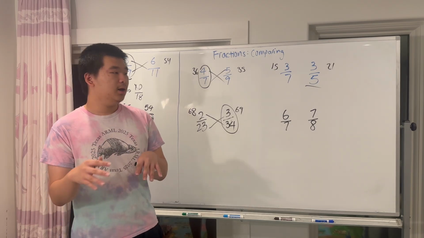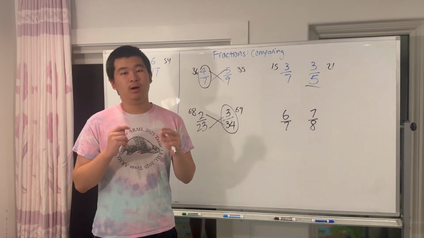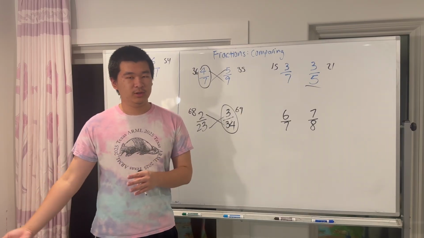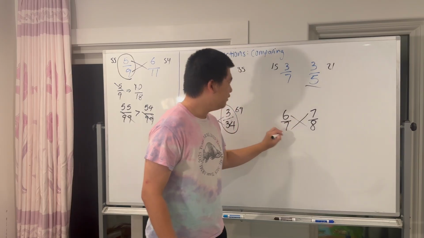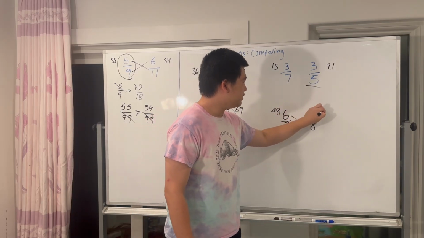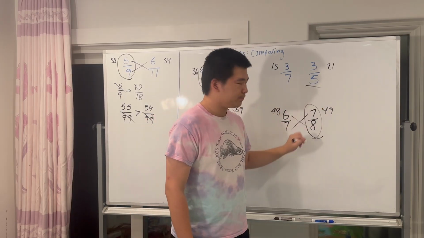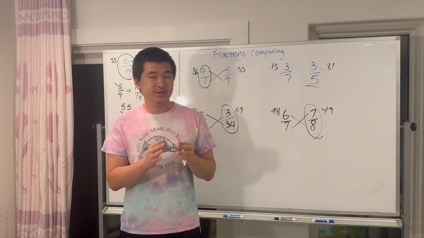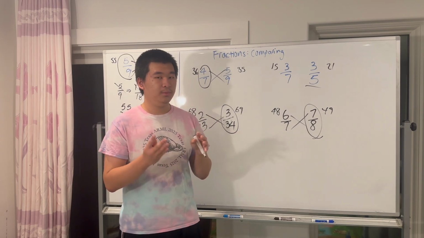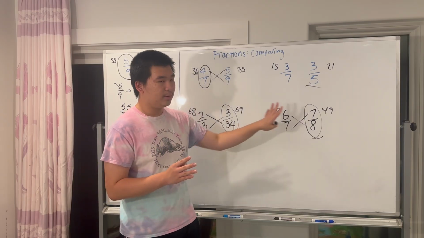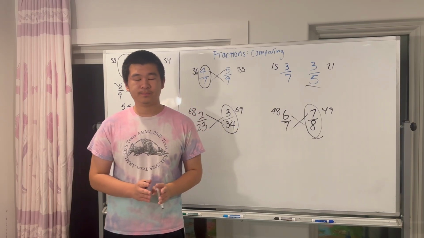Now, of course, if you see this, you can always just use cross multiplication, or the butterfly method. Cross multiply, 48 and 49, 7 over 8 is bigger. All right. But this question is interesting for other reasons, and I think really understanding this question can help you with other things. So let's not think about this cross multiplication for now.